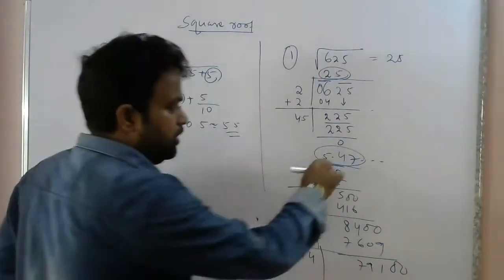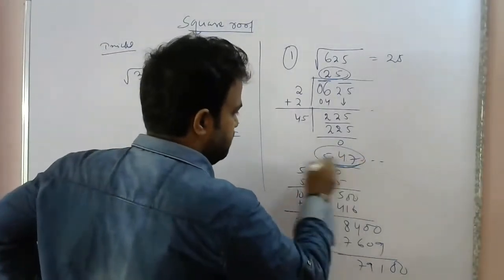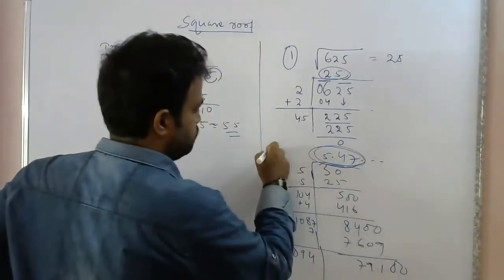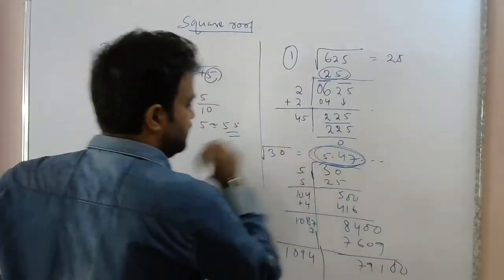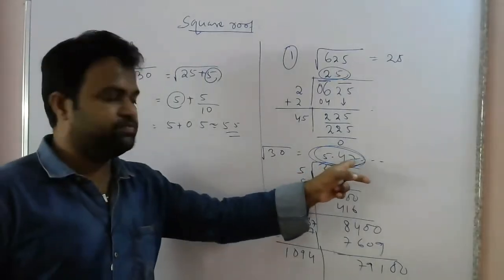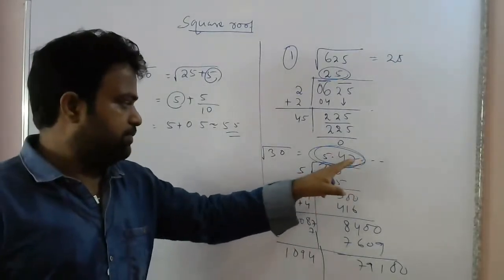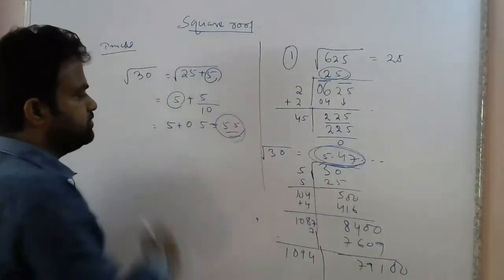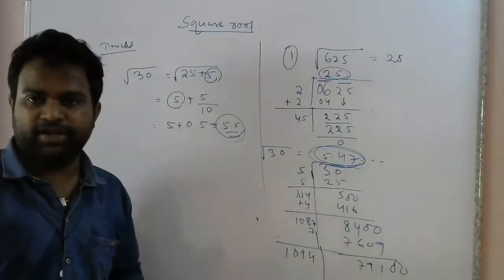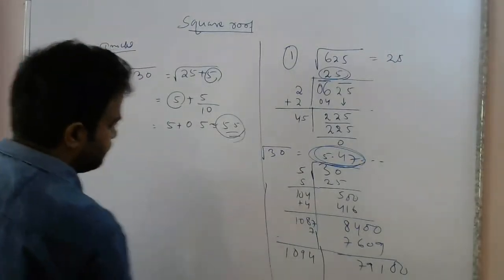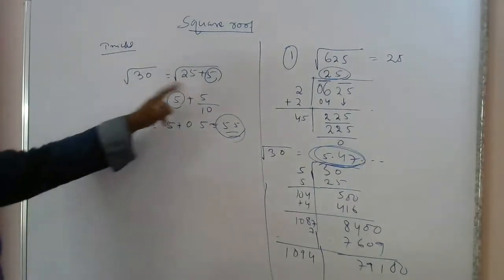So 5.47 is the square root of 30. Up to 2 decimal places, it's 5.47. So 5.47 is approximately equal to 5.5. You are getting it right. Similarly, you can try with any number.